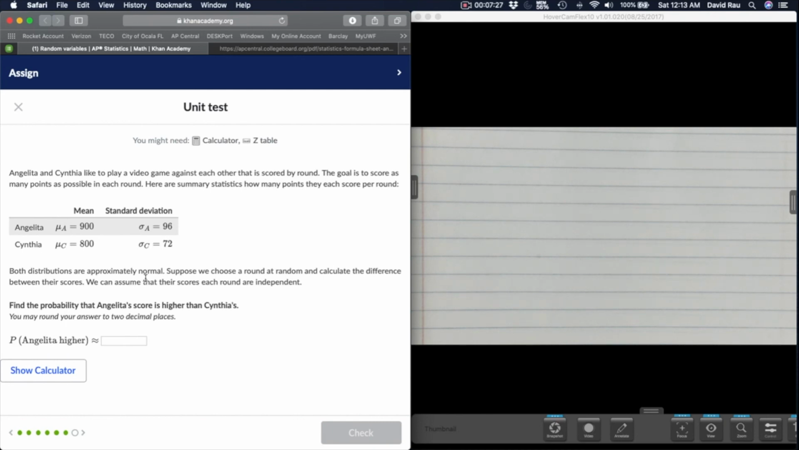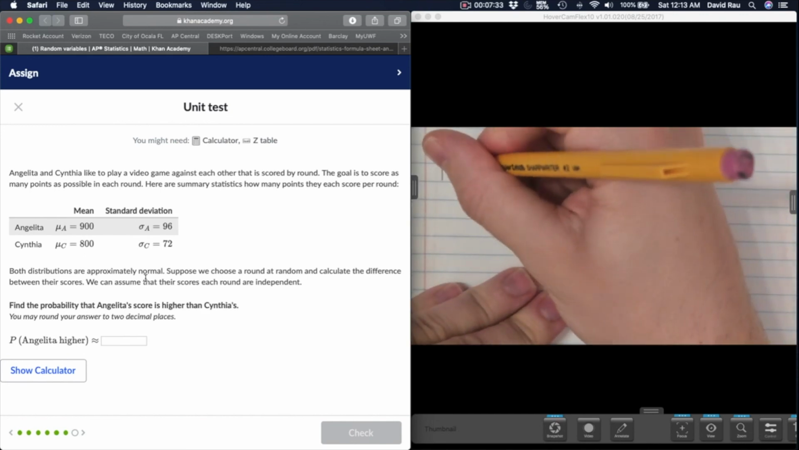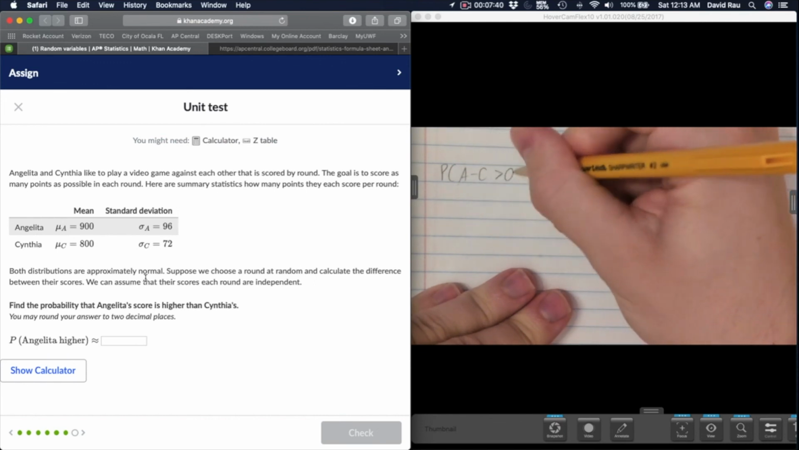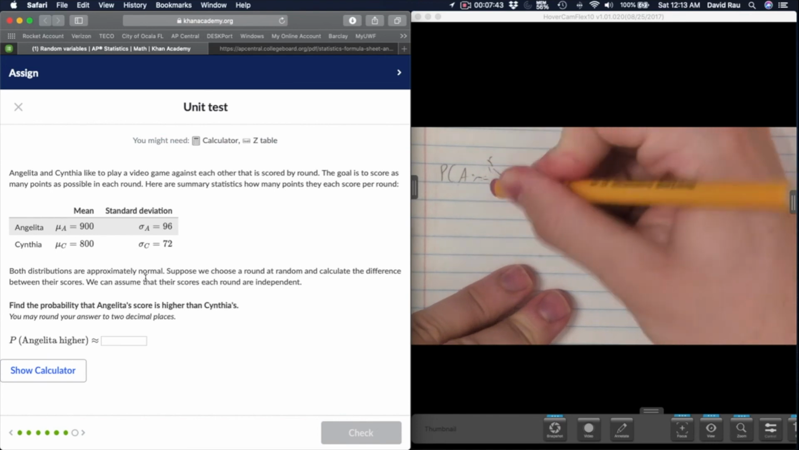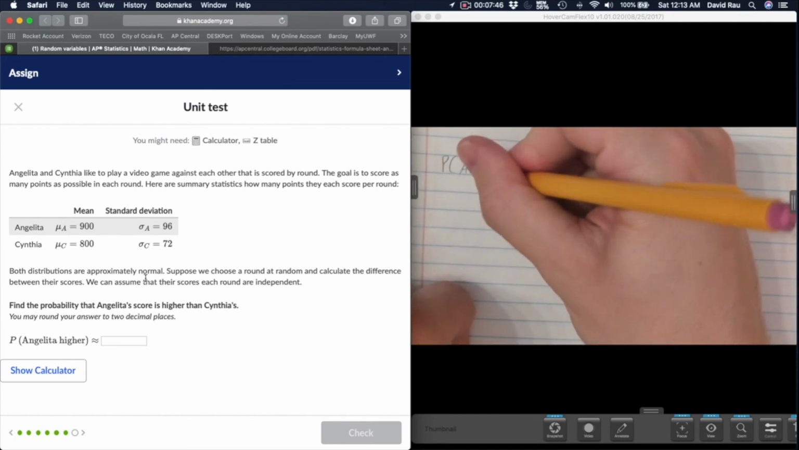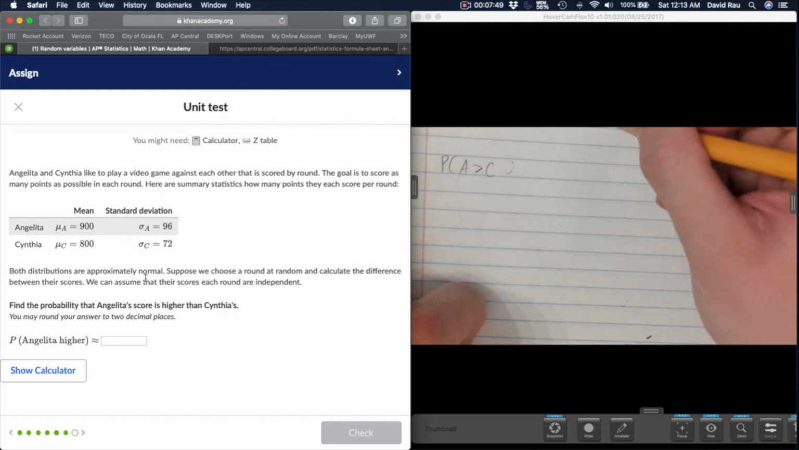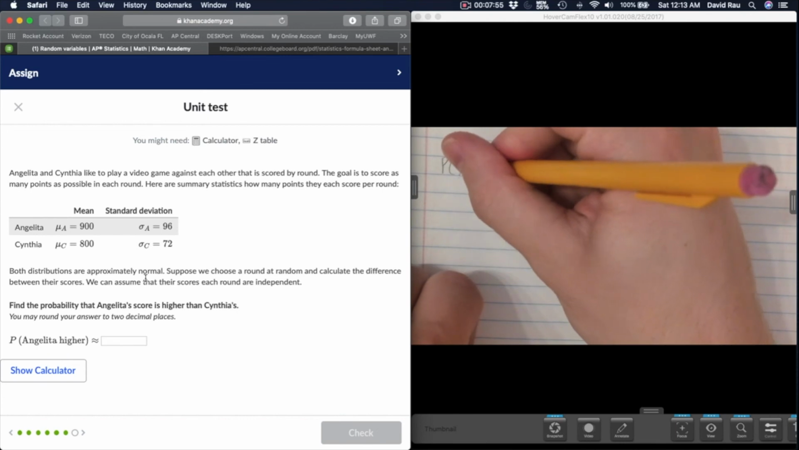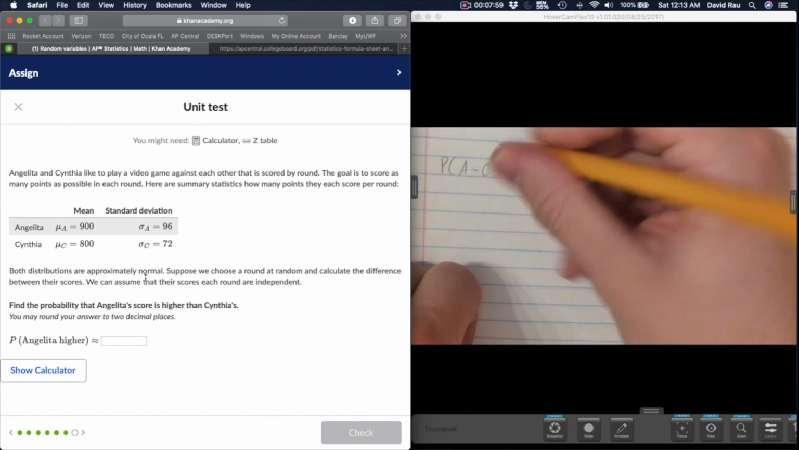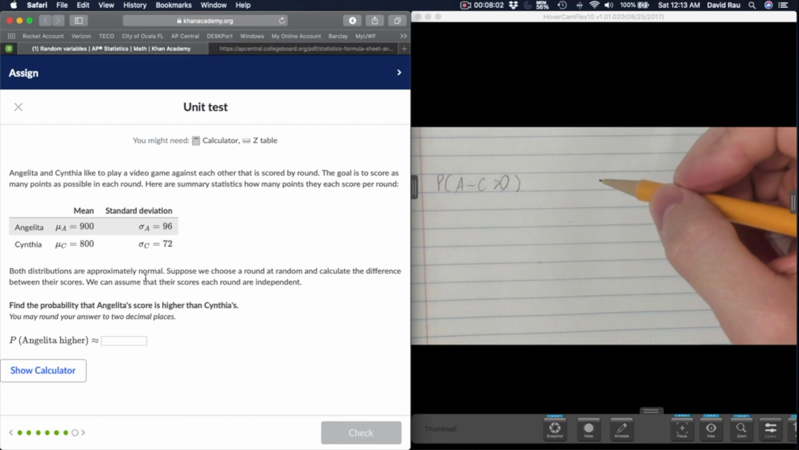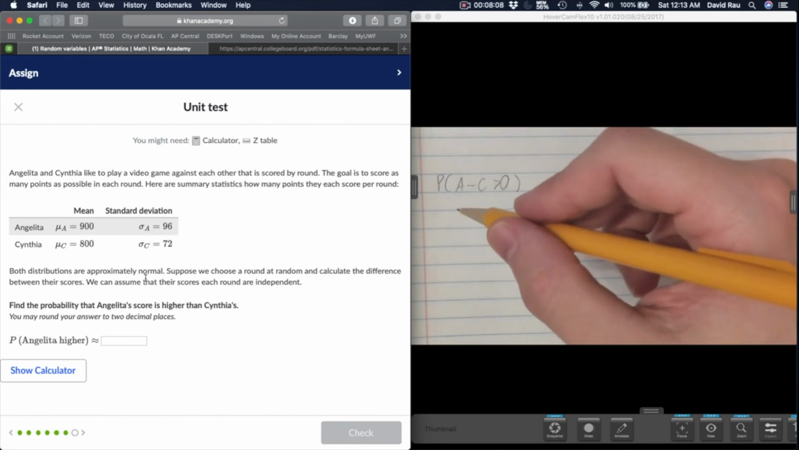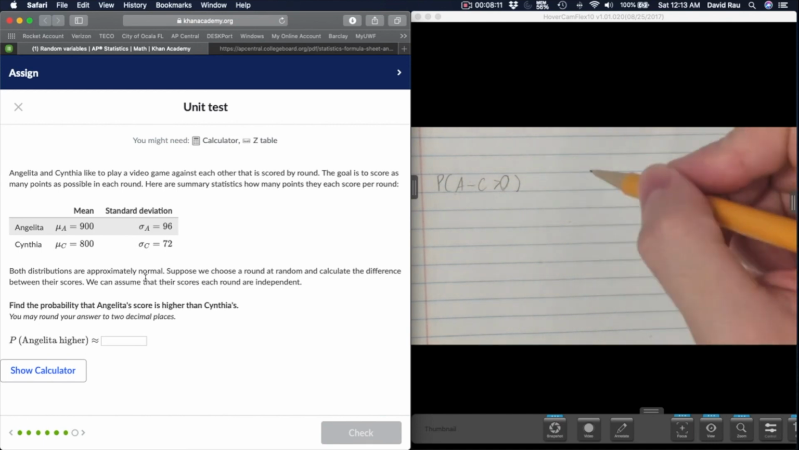Okay, we need to find the probability that Angelita's score is higher than Cynthia's score. Now, what that means is we want the probability that A minus C is greater than 0. Or I guess I should start by saying this: the probability that Angelita's score is greater than Cynthia's score. But if you move that C over, if you subtract it, you really are saying this. And you can kind of see that this unit has some introductory concepts that definitely show up in hypothesis testing. This kind of looks like a hypothesis testing question, and that's really not a coincidence. You're totally right if that's kind of what you're thinking.